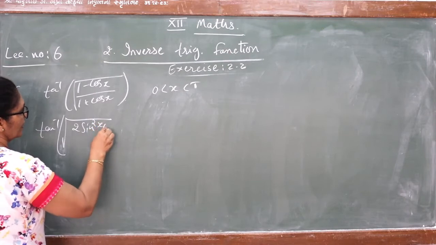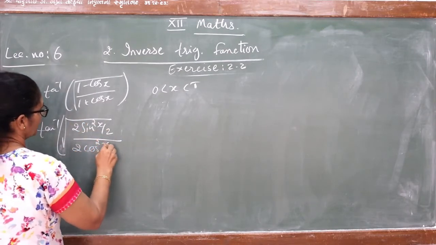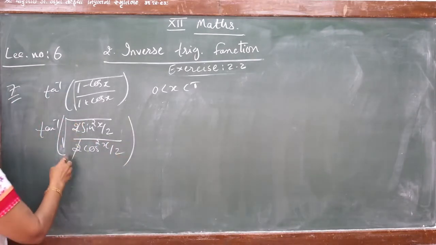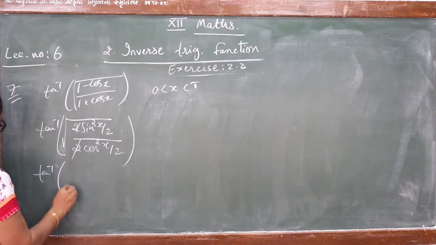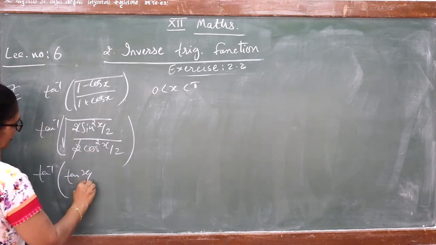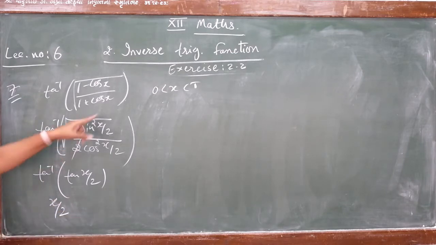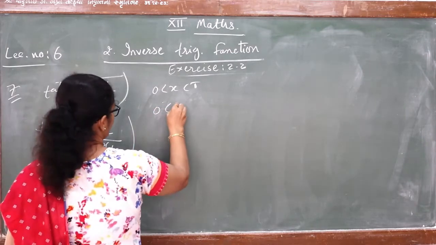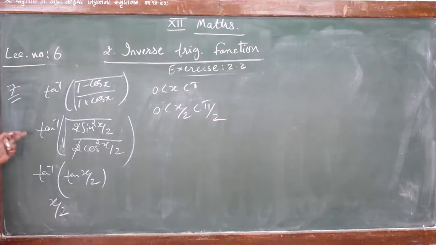1 minus cos x is 2 sin square x by 2. Similarly, 1 plus cos x is 2 cos square x by 2. Okay, 2 cancels, square and root cancel. So tan inverse of sin upon cos is tan inverse of tan x by 2, tan inverse cancels, and the answer is x by 2. Now here you check the quadrant, 0 less than x less than pi, so 0 to pi by 2. So it is valid and the sign is also the same.